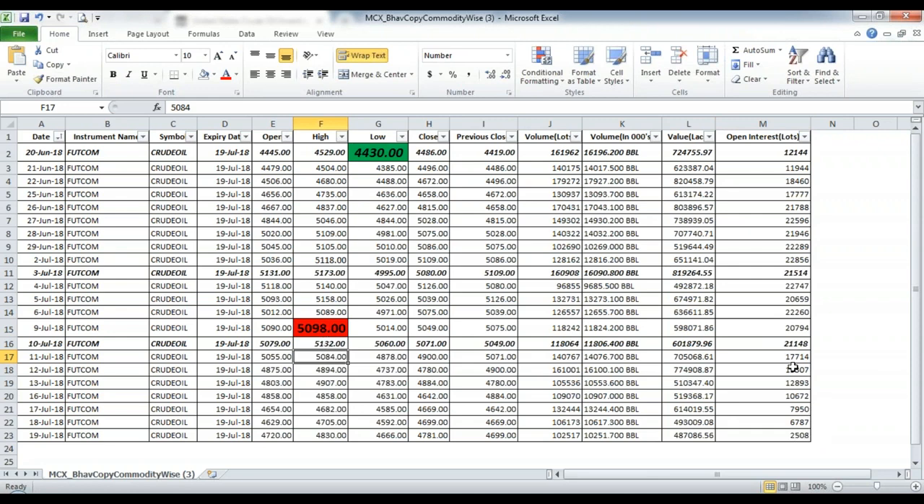Okay, no problem. Did the selling reduce? Yes, it reduced. So did it make a higher high, higher low? No, it did not. Okay. The next day again the selling reduced, higher high, higher low. No, it is not. Selling further reduced, higher high, higher low. The answer is yes. So it is making a higher high and a higher low over here.